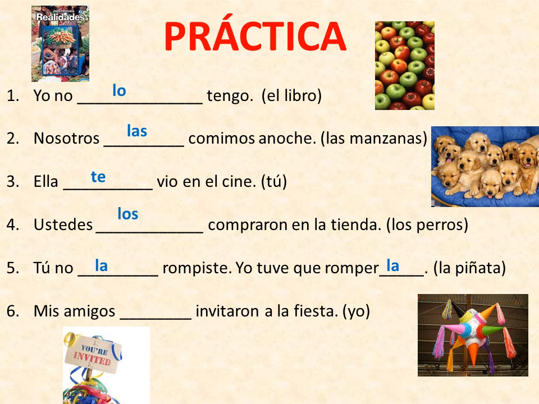Yo tuve que romperla. You didn't break the piñata. I had to break it. So la replaces piñata. And notice in the first sentence, la is in front of the conjugated verb. It's the only option. And then in the second sentence, we take the la and we attach it onto the end of romper. And mis amigos me invitaron a la fiesta.